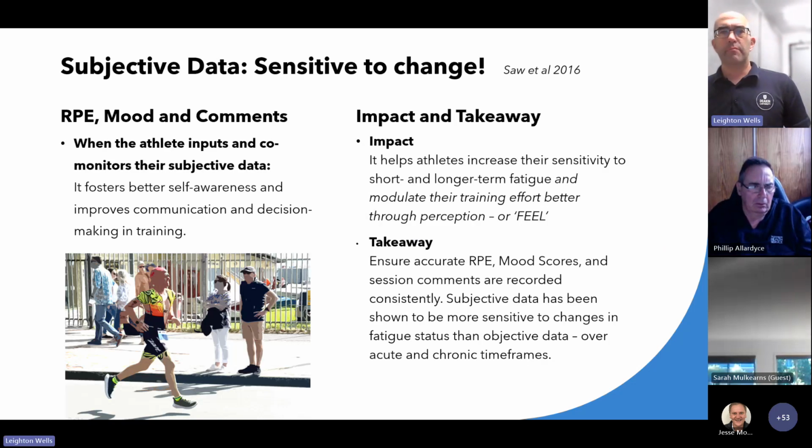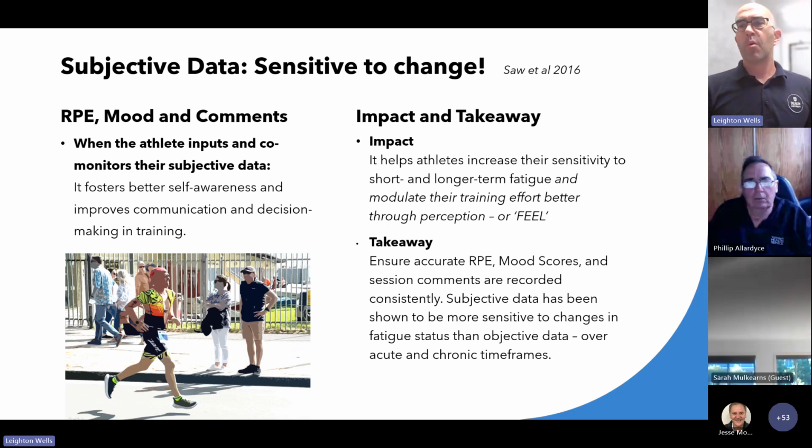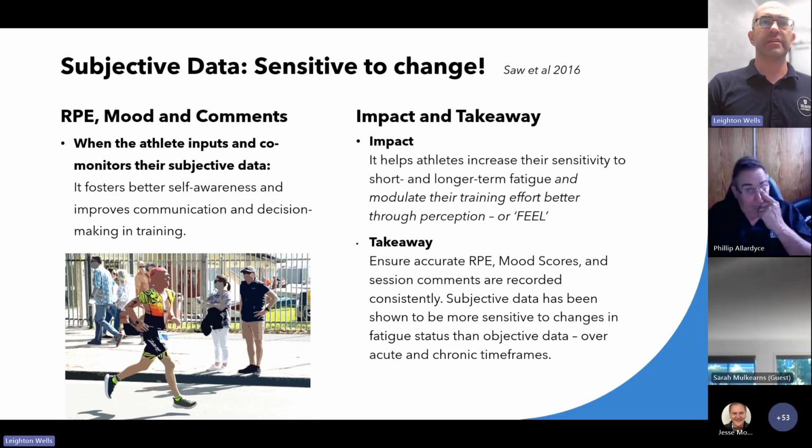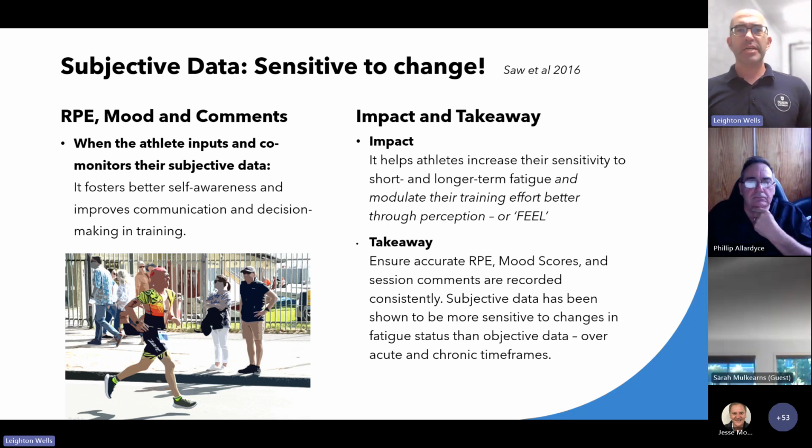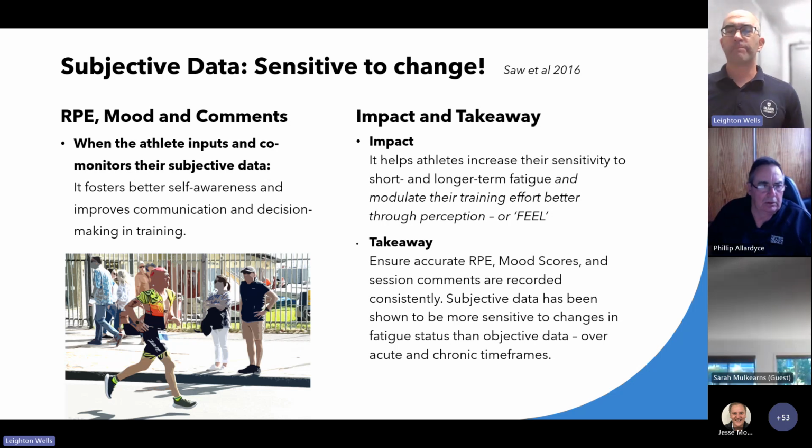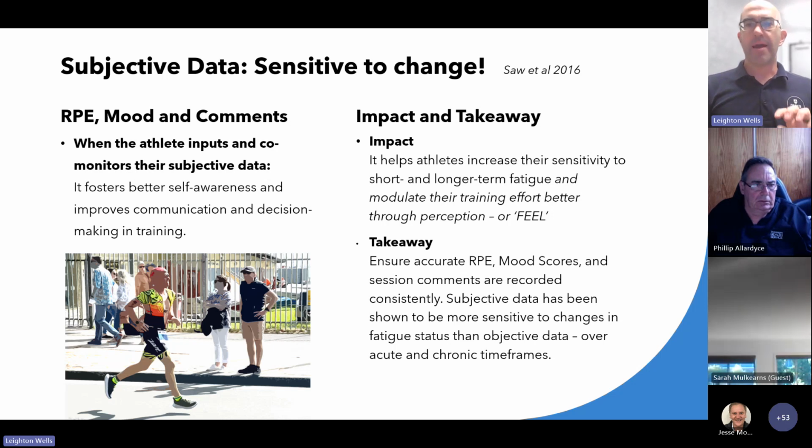I want to talk a little bit more about subjective data and just reinforce the importance of it. A 2016 paper by Anna Saw et al. was a big review of the literature on subjective data. And what that paper basically said is that both over acute short timeframes and chronic longer timeframes, subjective data can actually be more sensitive than objective data. Bear that in mind. Subjective data can be actually more sensitive than objective data, especially when it comes to fatigue status. And so it's important to engage with the athlete and determine how they're feeling about how they're going.